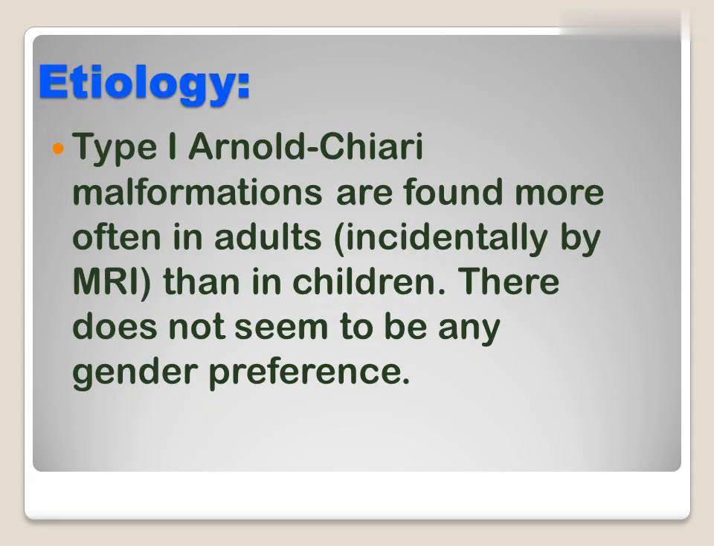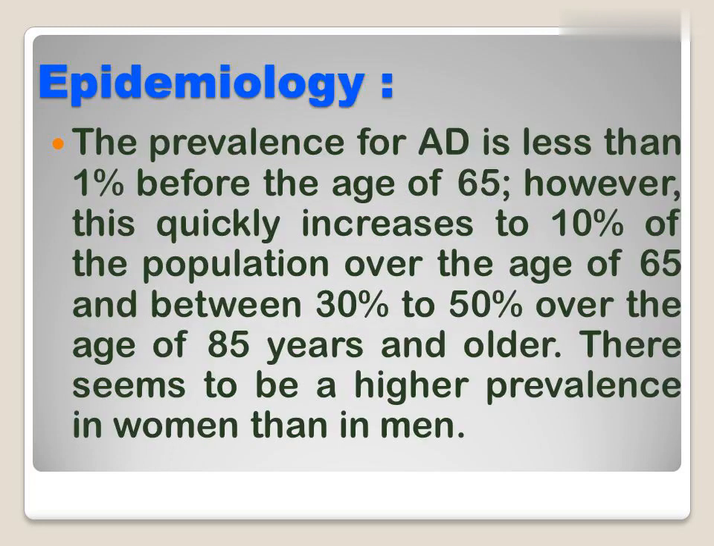Etiology. Type I Arnold-Chiari malformations are found more often in adults, incidentally by MRI, than in children. There does not seem to be any gender preference. Epidemiology. The prevalence for AD is less than 1% before the age of 65, however, this quickly increases to 10% of the population over the age of 65 and between 30% to 50% over the age of 85 years and older. There seems to be a higher prevalence in women than in men.